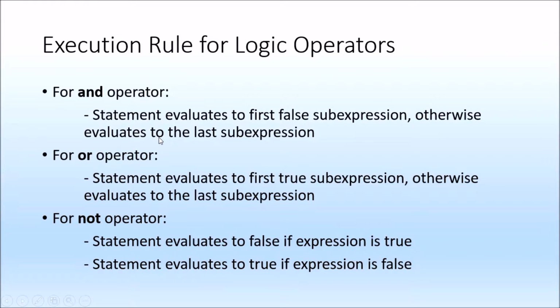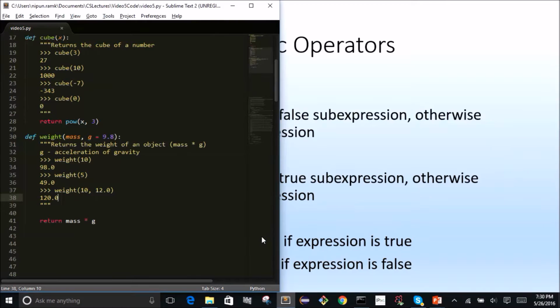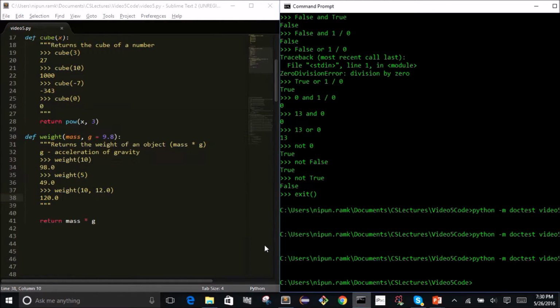Alright, so where were we before I went on that tangent? We were talking about logic operators, and these were the execution rules. We went over these, and now I want to go over a concrete example of how exactly logic operators work. And to do that, I'm going to define a function middle.